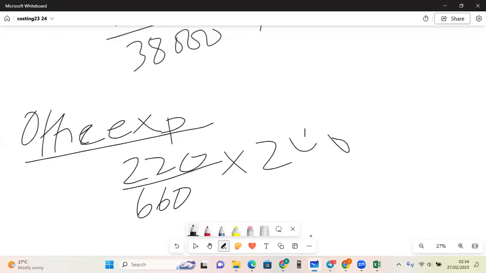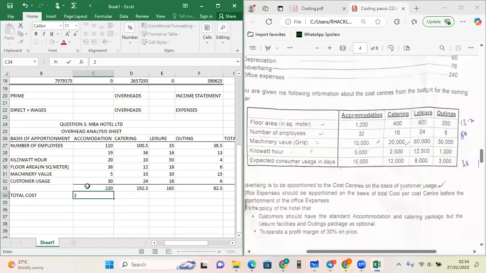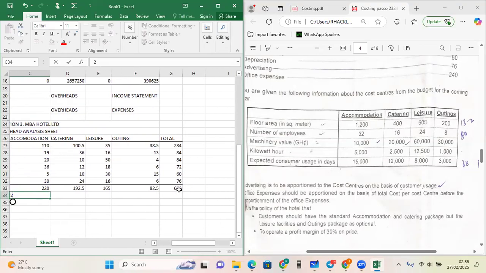Maybe you are wondering how I got the 660, right? The 660 is the total cost. So with the total cost, the total YFS, 220 plus 192.5 plus 16. So the total here is 660. So when we take this over this, multiply by the 230.